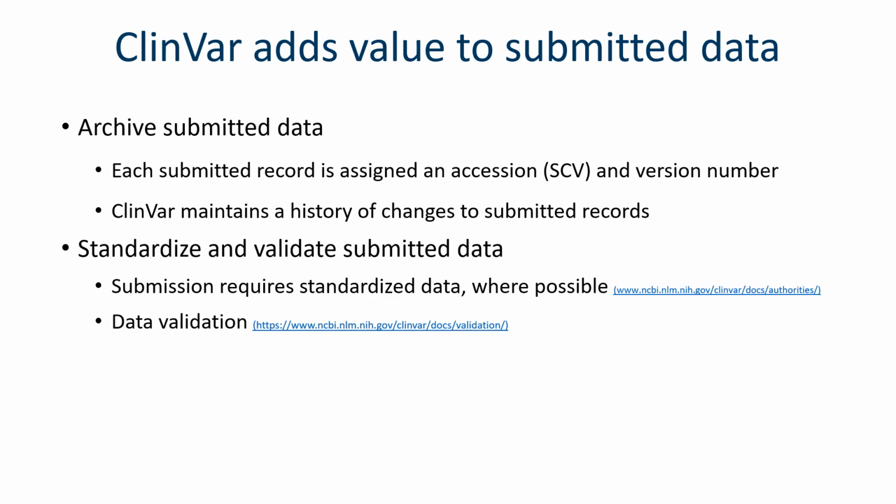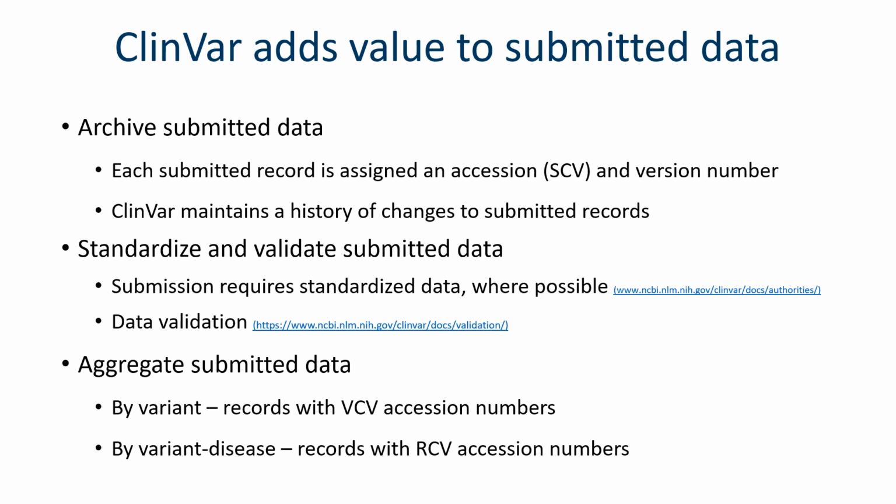We also standardize and validate the data that's submitted to us wherever we can. Wherever there's a data standard that we can use, so things like HGVS expressions for variant descriptions or HPO IDs for phenotypes, we try to use those. And whenever we can validate data, we try to do that as well, particularly for descriptions of the variant so that we can be sure of what variant has been interpreted. More information about the data standards that we use and the validations that we perform are available on the website.